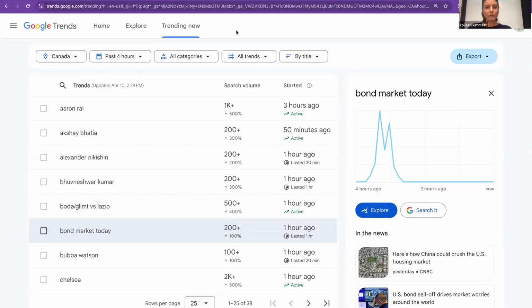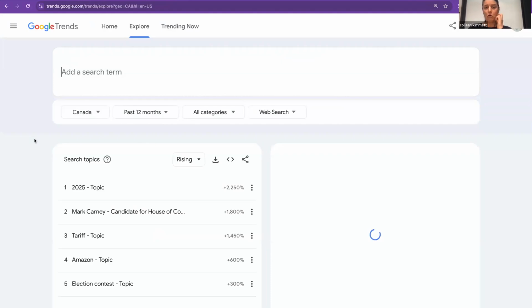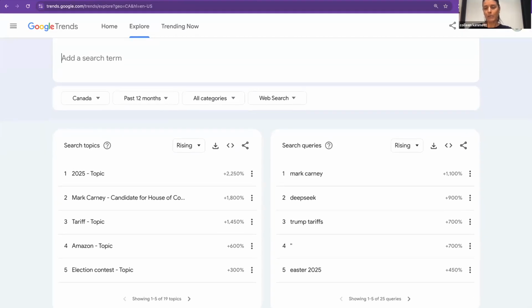From a journalist point of view, I think that the Explore page, where you enter your own search terms and topics, is probably more interesting from a reporter's perspective. So once again, before we've entered our own search terms, you can see generally what's trending now by topic or keyword and by queries, so questions that people are asking related to a certain term.